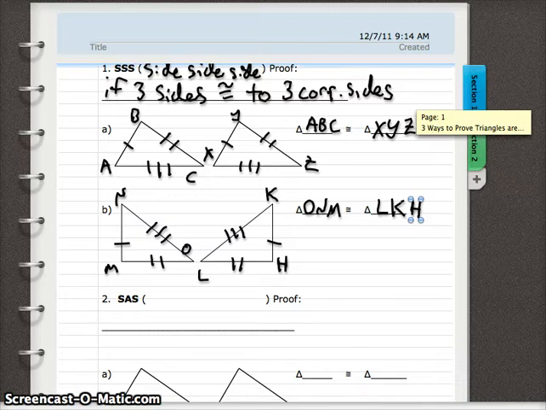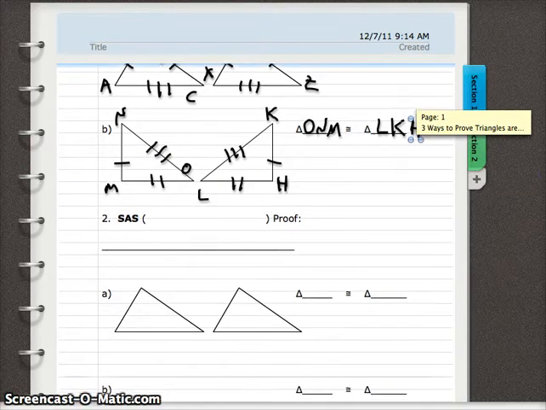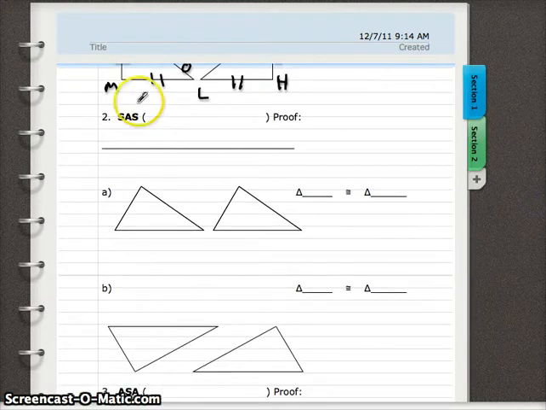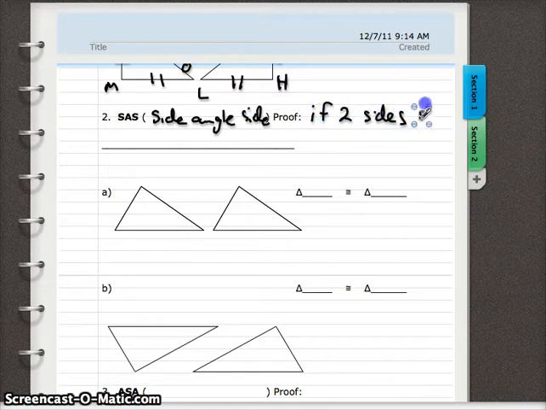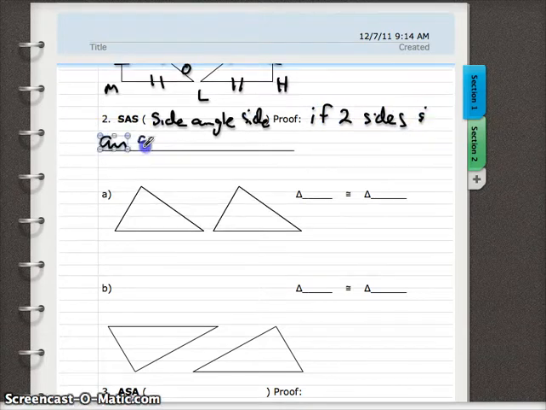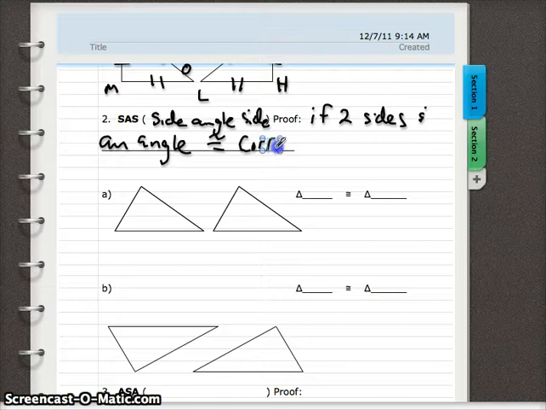And that's side, side, side proof. That's our first proof. Let's talk about our second proof. This is called side angle side. That's what the A stands for, side. And here, if two sides and an angle in between, so as long as there's an angle in between two sides, if those are congruent with corresponding parts of the other triangle, then the two triangles are congruent.